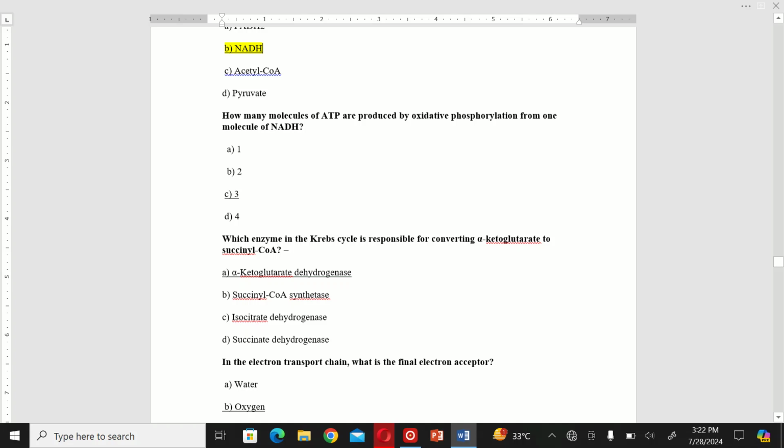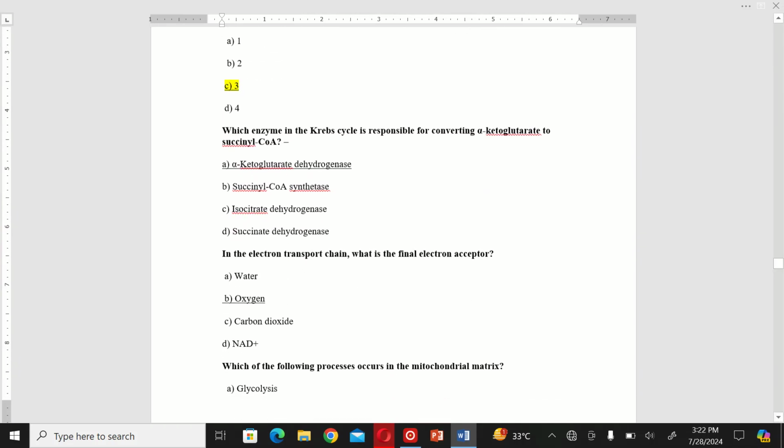The next MCQ: how many molecules of ATP are produced by oxidative phosphorylation from one molecule of NADH? A. 1, B. 2, C. 3, and D. 4. So the correct option is B.